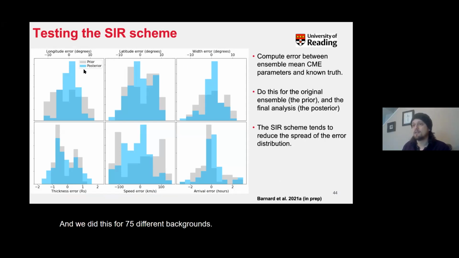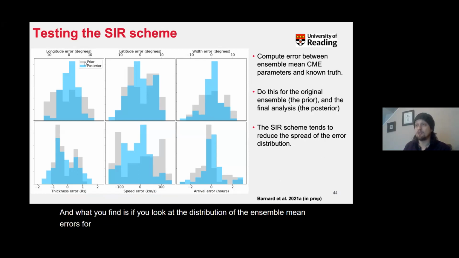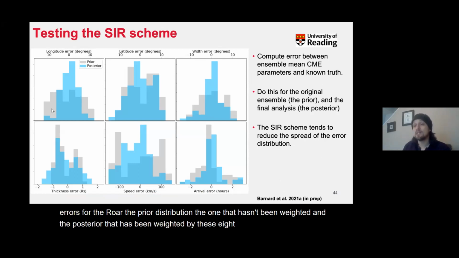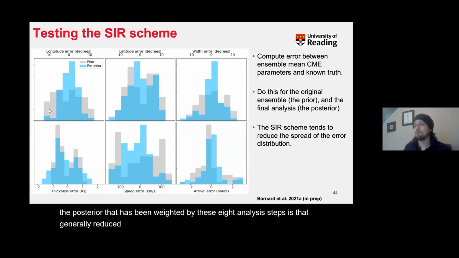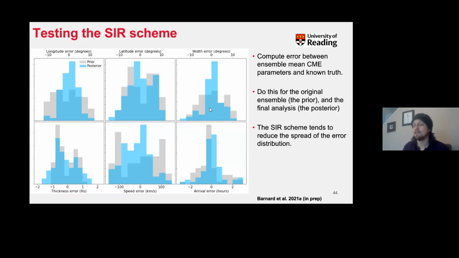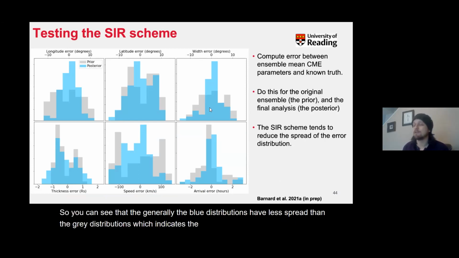And what you find, if you look at the distribution of the ensemble mean errors for the prior distribution, the one that hasn't been weighted, and the posterior that has been weighted over these 8 analysis steps, is that it generally reduces the error in your ensemble forecast. You can see that generally the blue distributions have less spread than the gray distributions, which indicates that the posteriors have a tighter error distribution than the prior.